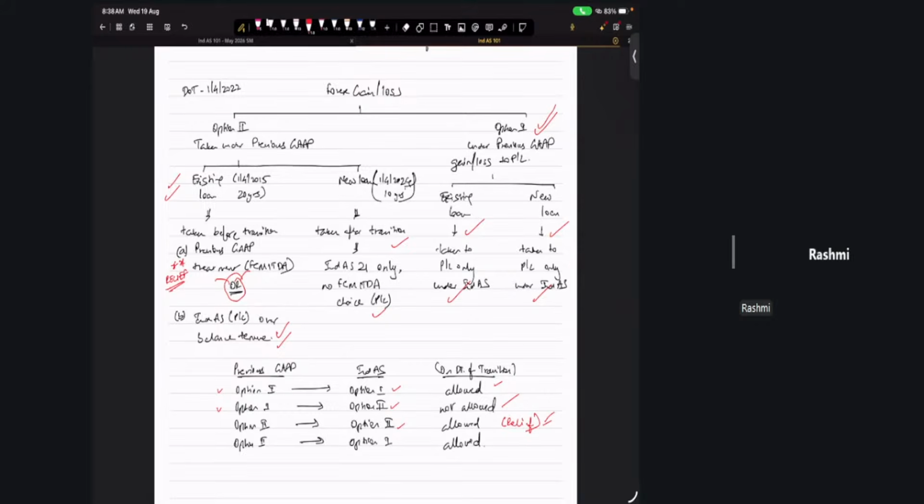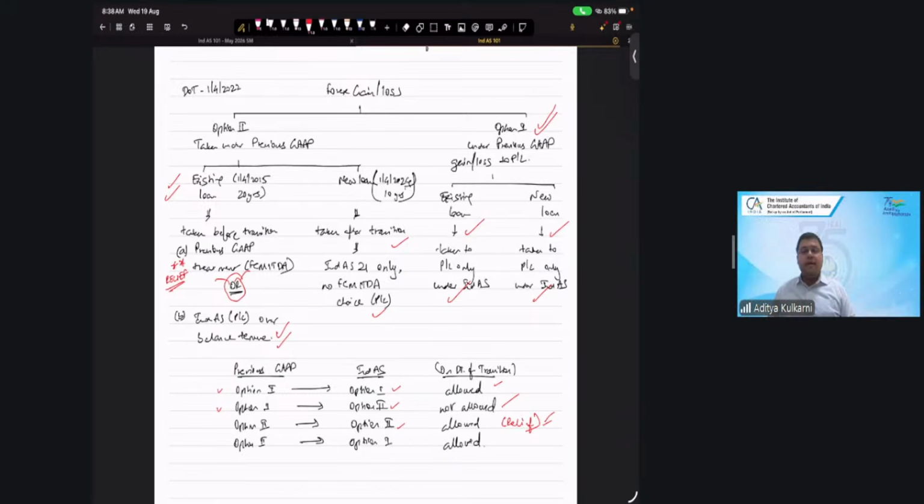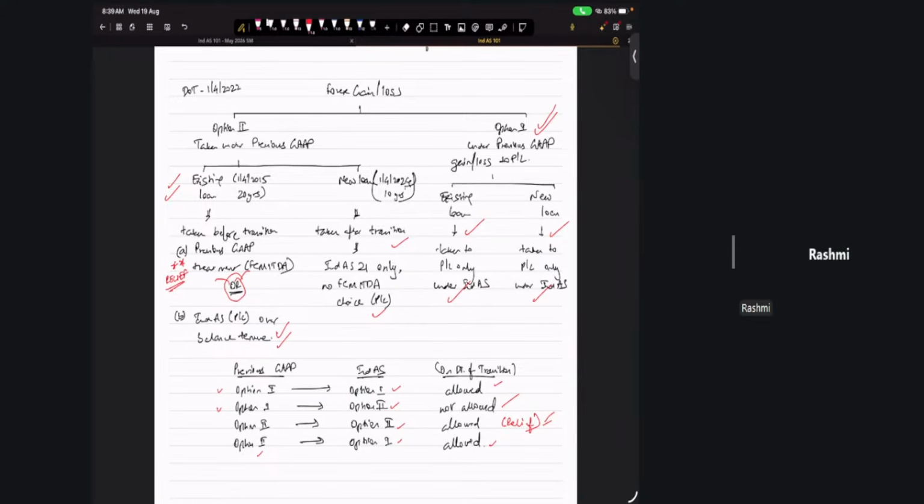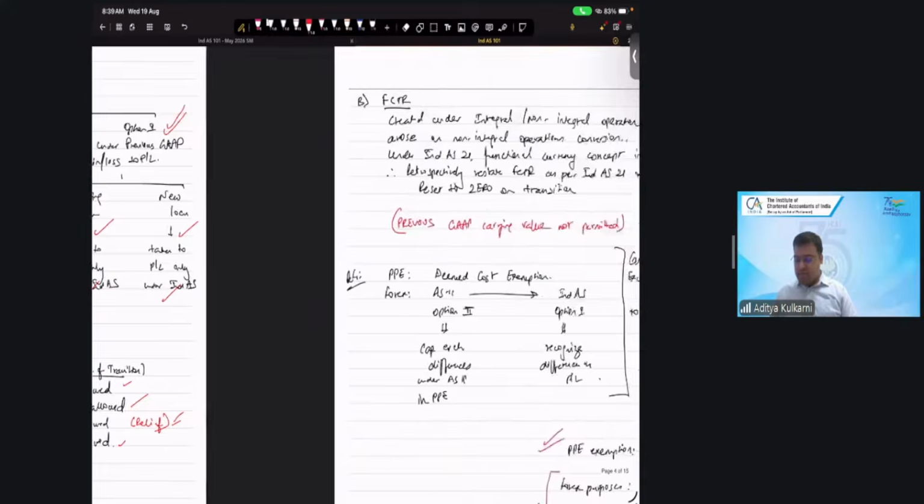Yes, sir. And Ind AS is so magnanimous that it says if you have committed a sin in the past and you want to amend your ways in the future, you are most graciously permitted to do that. So option 2 you were following, you came on to option 1. Can you do that? The answer is yes. Doing the right thing is always allowed. So therefore, permitted. Did you understand? Yes, sir. Second scenario, all clear? Yes, sir.